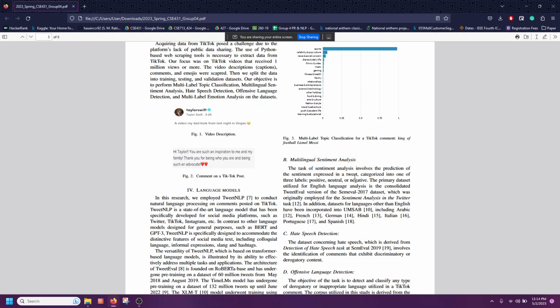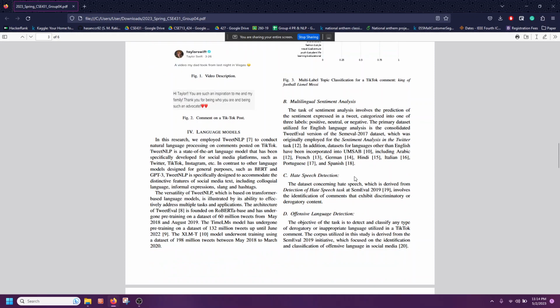Now, next comes multilingual sentiment analysis. The task of sentiment analysis involves the prediction of the sentiment expressed in a tweet, categorized into one of three labels: positive, neutral, or negative. The primary dataset utilized for English language analysis is the consolidated TweetEval version of the SemEval 2017 dataset, which was originally employed for the sentiment analysis in Twitter task.